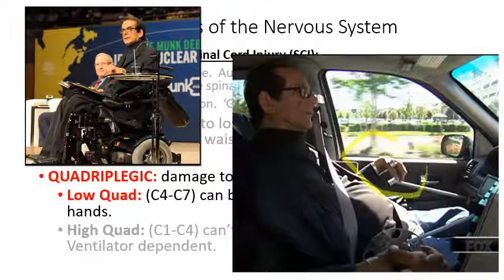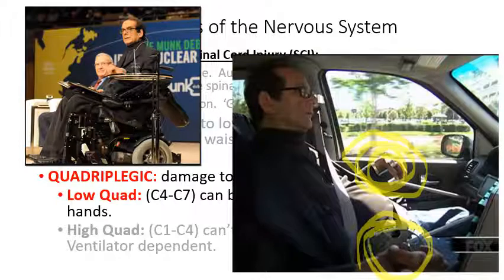So here he's driving his car. He has no control over his feet, so he can't control the pedals, but he's controlling basically the steering wheel with his left hand. He steers the car with this left control, and then he controls the speed with this accelerator that's in his right hand. Right? So he could drive. He had no control over his feet, but he could still drive a car. So that is a low quad.